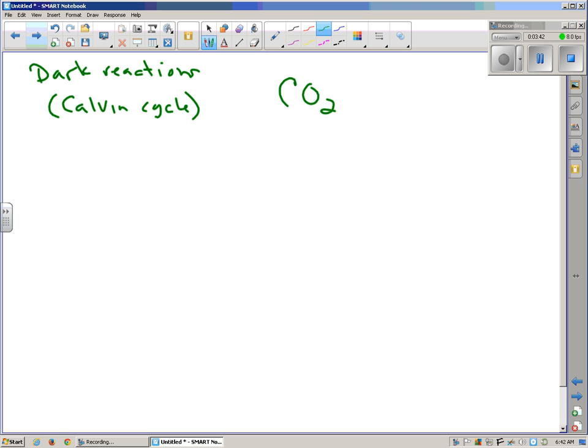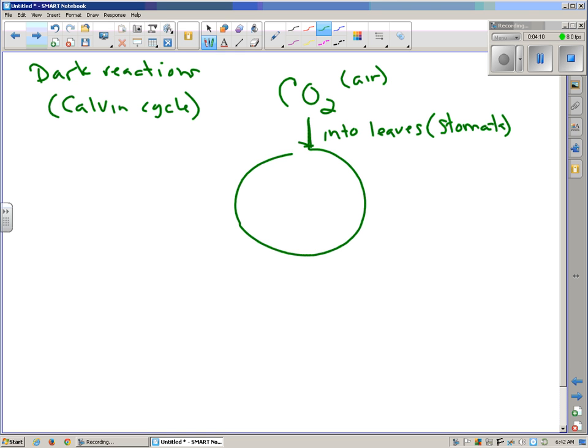carbon dioxide, which the plant gets from the air, is taken into the leaves through tiny holes in the leaves called stomata. We may have an opportunity to see some stomata yet. And through a cycle of events, CO2, 6 of them, go into the cycle.